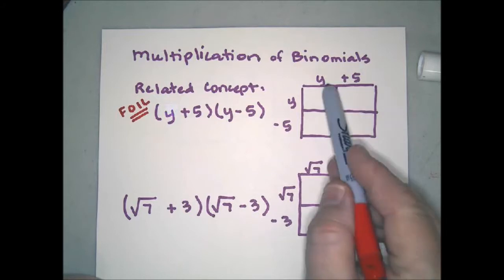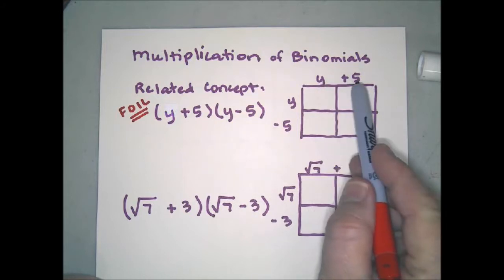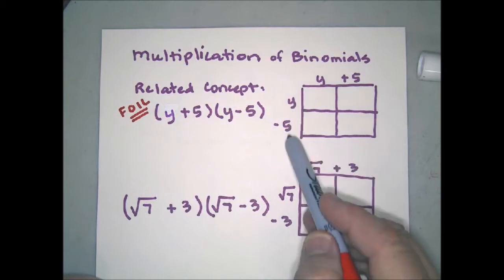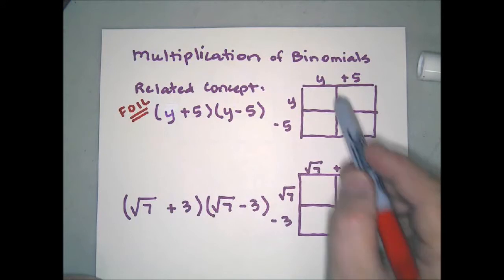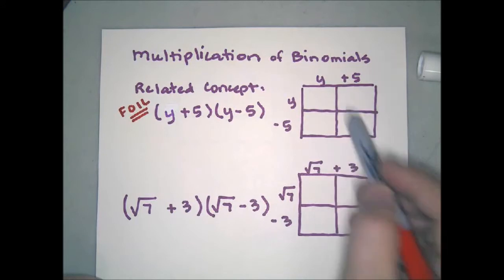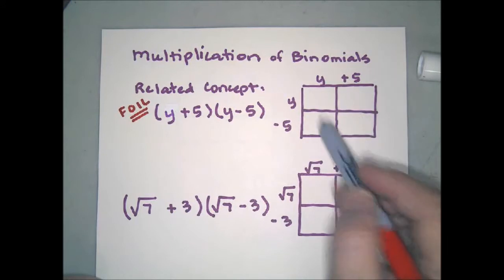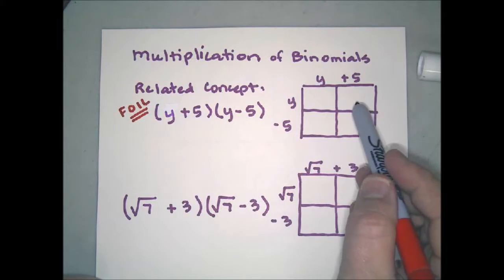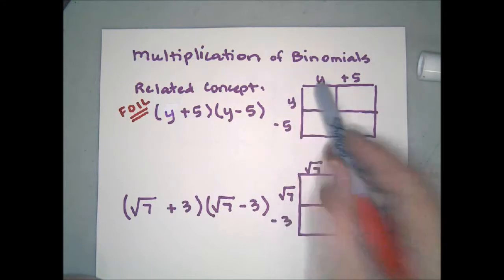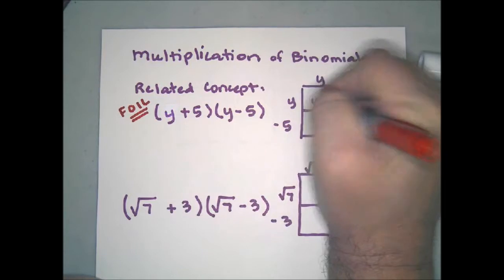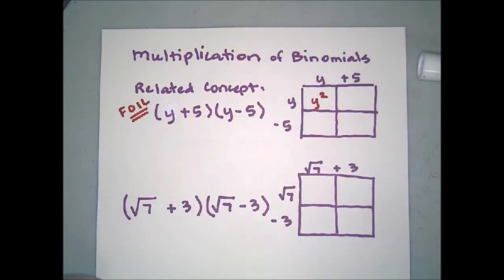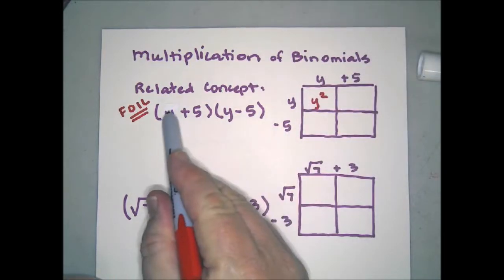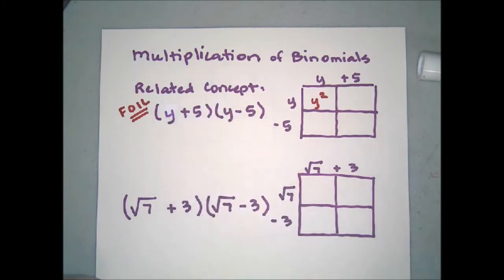You can see I put one of the binomials up here, and I put one of the binomials down the side. It doesn't matter which one you do, but it creates a 2 by 2 matrix, so I have 4 cells, and I need to multiply to get into every single cell. Now, this y times that y gives you y squared, which would be the exact same thing you did if you started FOIL. Y times y is y squared.